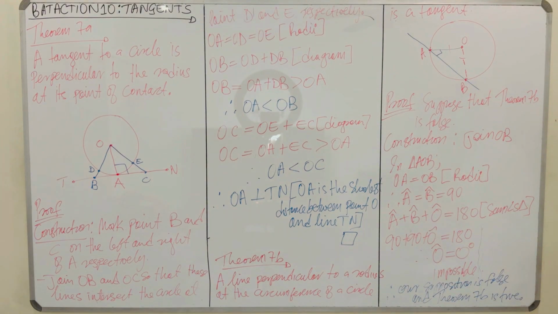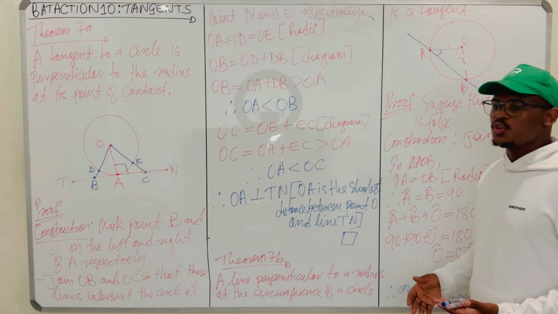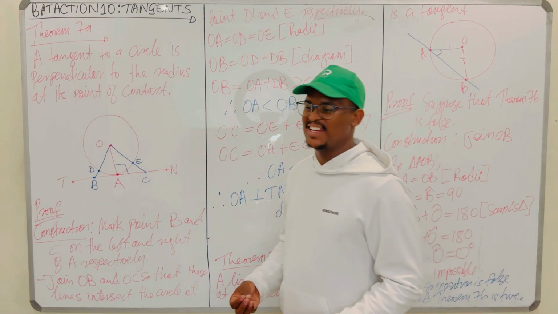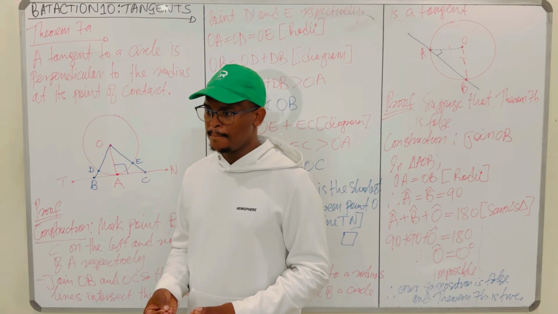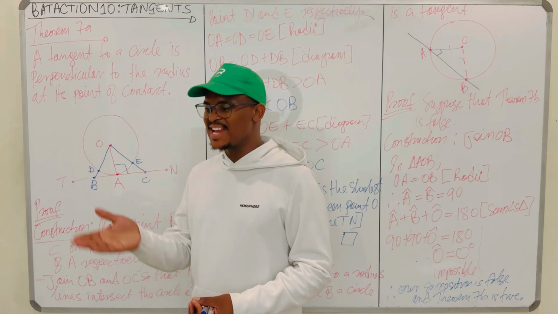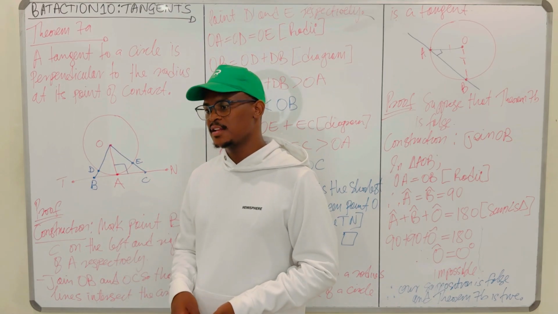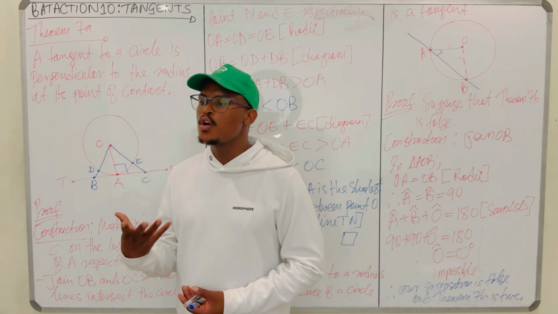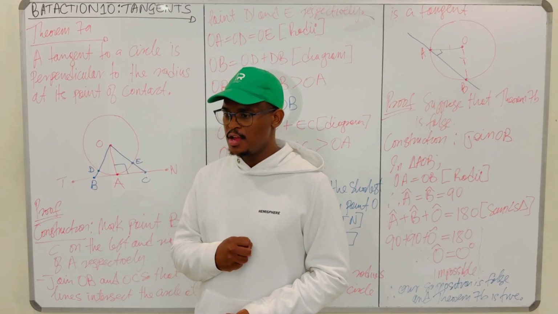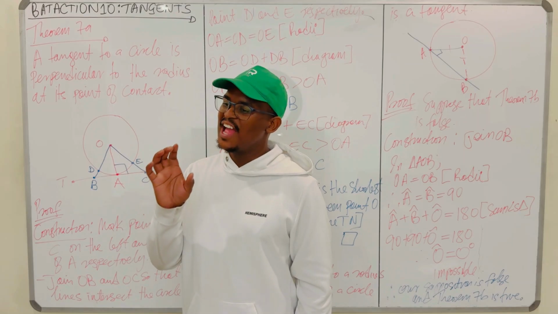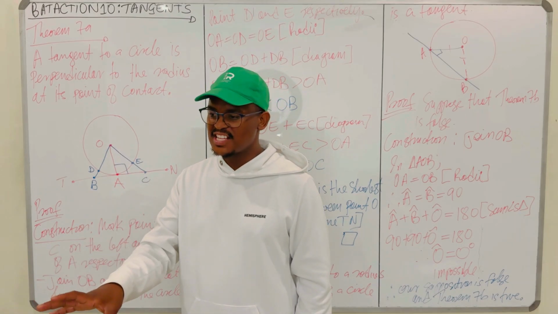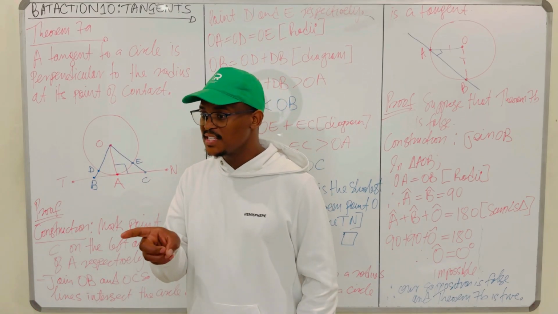So what does this mean in short? It means that if you want to prove that a line is a tangent to a circle, you must prove that the angle between that line and the radius is 90 degrees. That's one way of proving that a line is a tangent. You must prove the angle between the line of interest and the radius is a what?